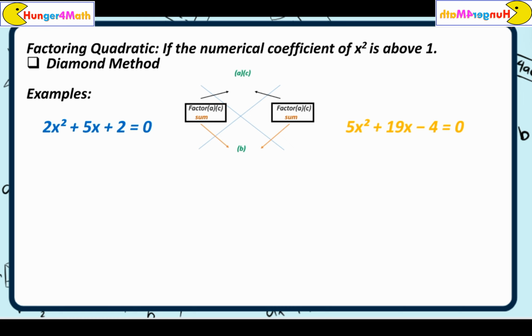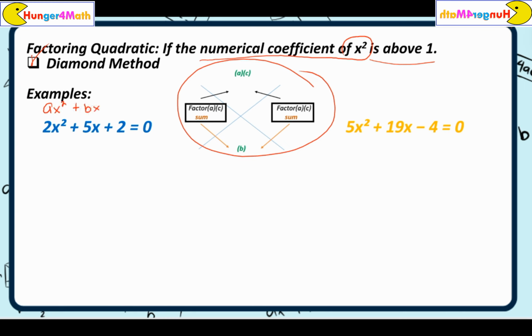For this set of examples, we have a trinomial with the numerical coefficient of the x squared above 1. And to solve for the value of x, we're going to use the diamond method, which is right over here. Now, the first example, we have 2x squared plus 5x plus 2 is equal to 0. For you to use the diamond method, we need to get the value of a, b, and c. So in this example, it's in the form of ax squared plus bx plus c is equal to 0. Now we can get the value of a, b, and c.